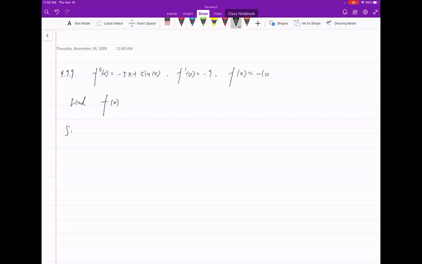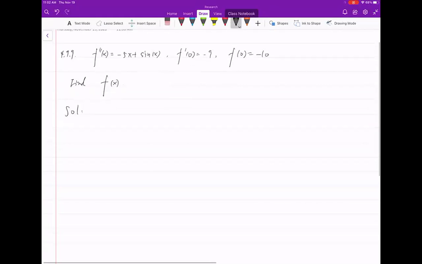Every time you take the antiderivative, you create a plus c. So you end up having two constants you need to figure out. And luckily, you have two conditions to figure out each constant. So that's roughly the process.